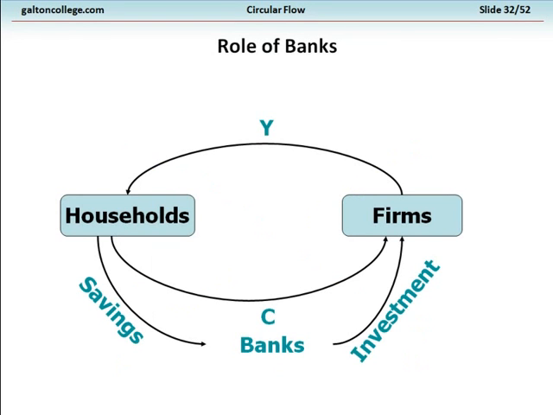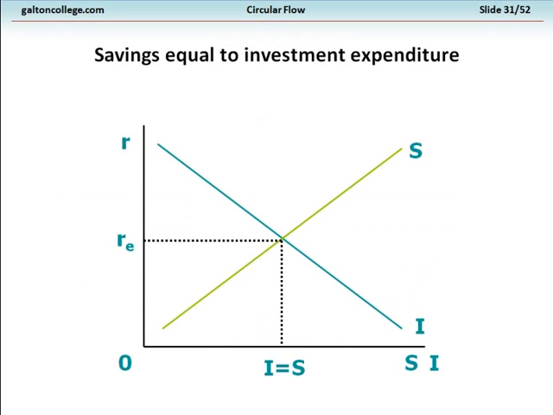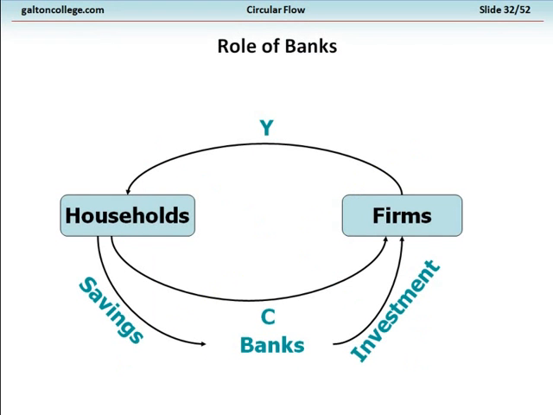The value of Y does not vary from time period. It stays the same. The amount of income flowing around the system remains the same. It remains the same because the banks, through the rate of interest, have balanced savings and investment. So we end up with this diagram where it's balanced.